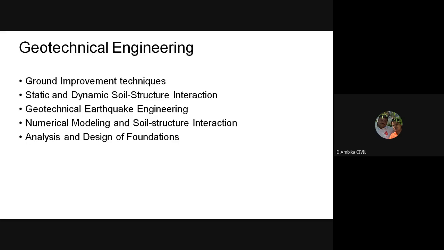Geotechnical engineering. So all these ground improvement techniques, static and dynamic soil structure interaction, geotechnical earthquake engineering, numerical modeling on soil structure interaction, analysis and design of foundation. So yesterday, Sandra ma'am was talking more about the research that has been carried out in the domain of soil mechanics or foundation, and the software you are using for designing of foundation, and the usage of coarse aggregate and fine aggregate replacements. So these are the areas where we can focus on geotechnical engineering. Since many things have been discussed earlier, I don't want to stress more on this.